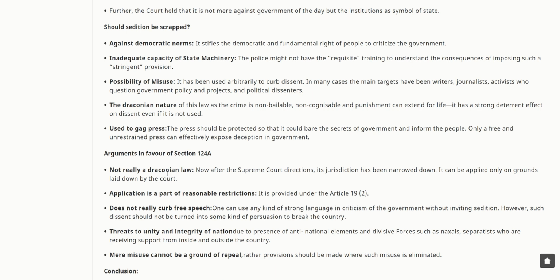Now, let's have a look at those people who are against it. They say that it is against the democratic norms, which means it stifles the democratic and fundamental right of people to criticize the government. Inadequate capacity of state machinery: the police might not have the requisite training to understand the consequences of imposing such a stringent provision.